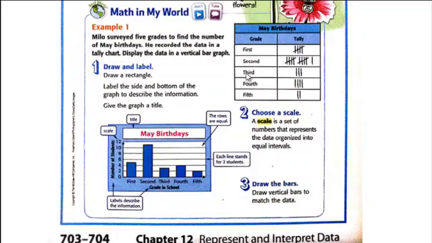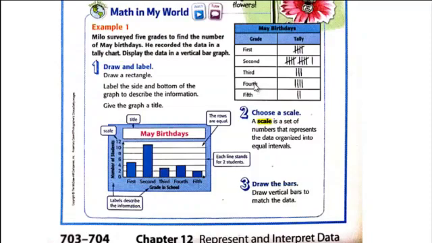Here in front of third grade there are 3 tally marks. So draw these 3 tally marks here in front of third grade as a bar. Here 3 is located between 2 and 4, so stop here at number 3.